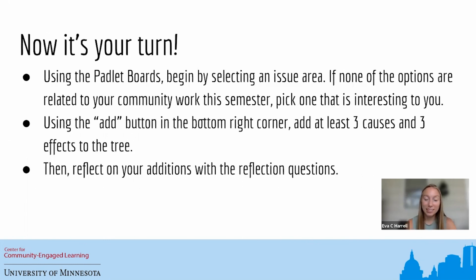So in the next section, you'll see 3 different Padlet boards. You can begin by selecting an issue area. Pick one that is related to your community work this semester, and if none of them are related to your community work, pick one that's the most interesting to you. Then in the bottom right corner of the Padlet, you'll see an add button. That's where you'll add at least 3 causes and 3 effects to the tree. And then you'll answer some reflection questions after that.